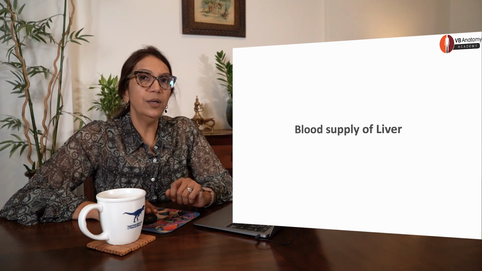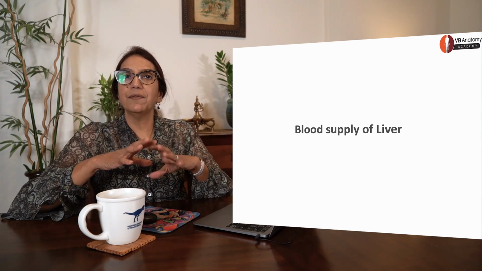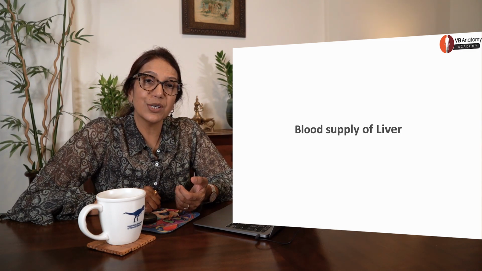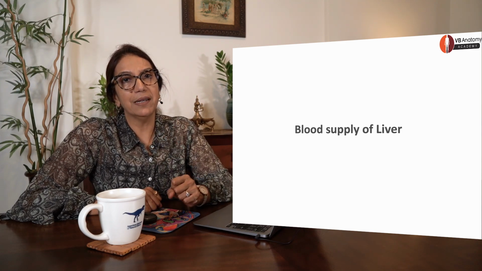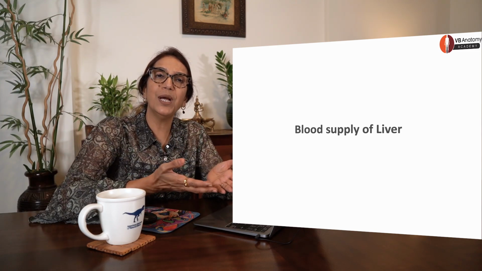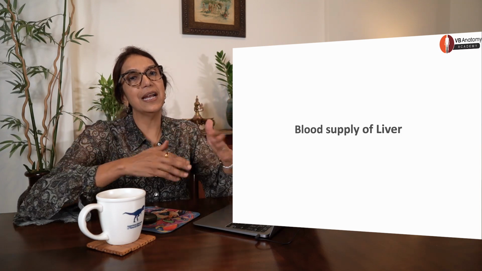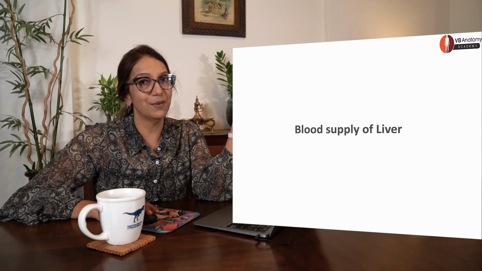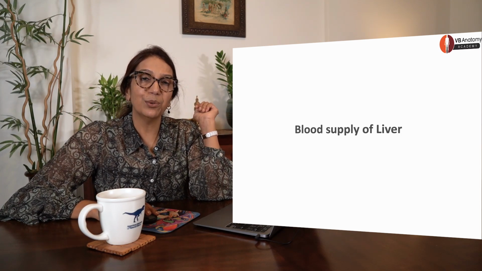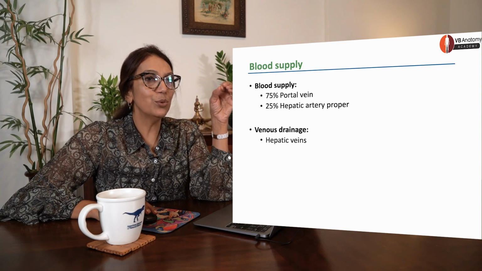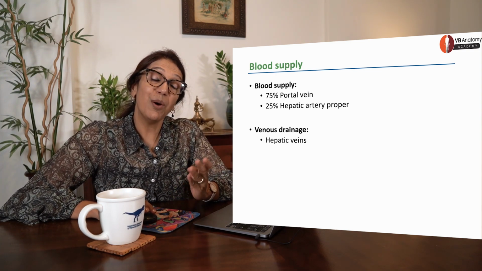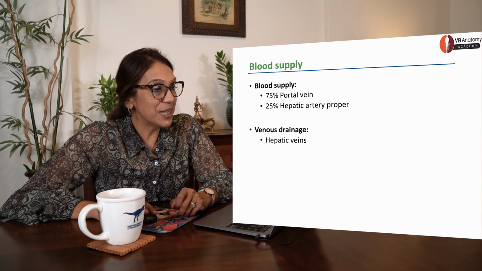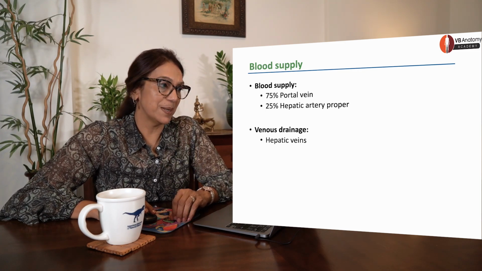So continuing on, now we've done the surfaces, we've done the borders, we've done quite a bit actually. Let's now go to blood supply of liver, which is the crux of the matter. It's through the blood that metabolites come in. It's through the blood that whatever is processed leaves the liver. So who supplies blood to the liver? The blood supply to liver, 75% comes from a vein, portal vein, and from the artery, hepatic artery, 25%.